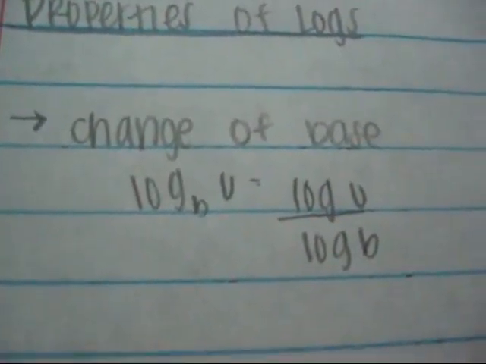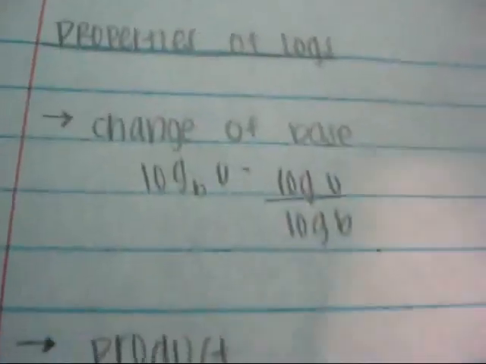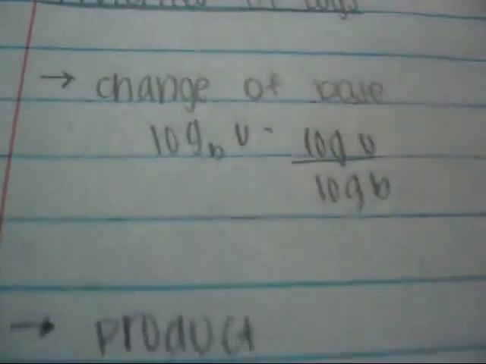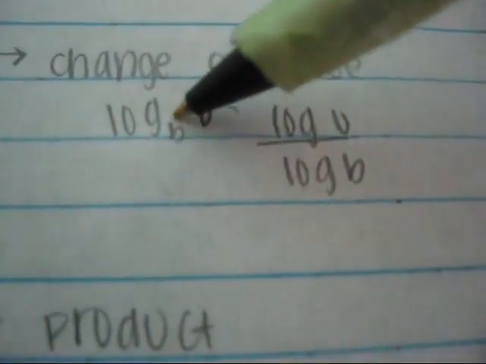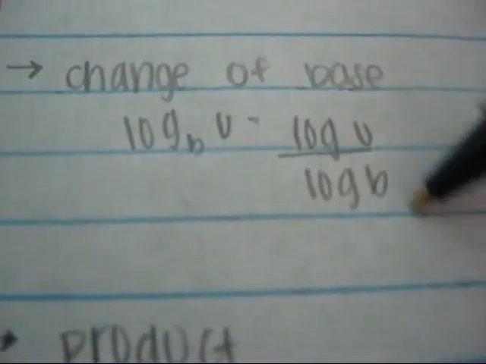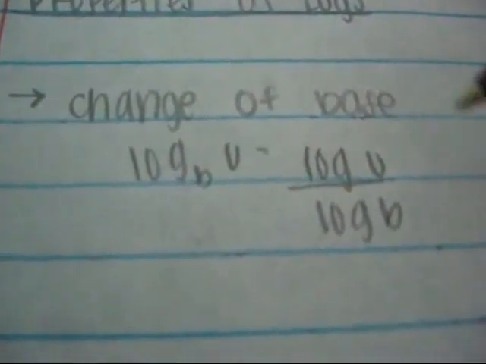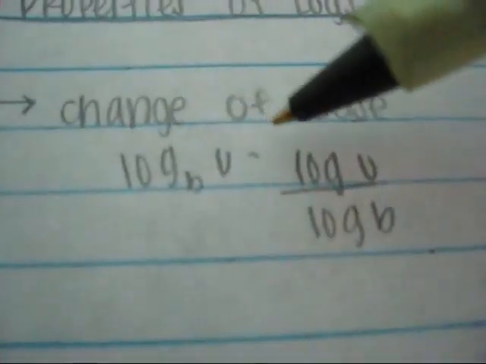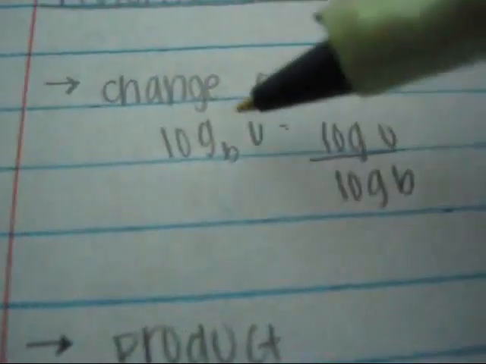So we learned the properties of logs. The first property is change of base. Let's say your logarithm was log base b of u. You would just take the base, and the base stays in the basement, so it's still down here. So it would be log u over log b. Whatever number is right here goes on the top, and this goes on the bottom.